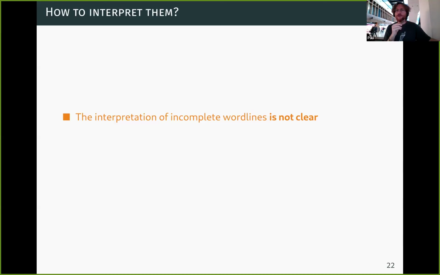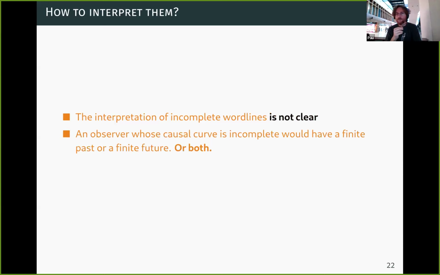So how do you interpret singularities? Well, it's not clear. We don't know. Because again, how do you interpret 0 candies divided by 0 children? You don't know how to interpret this. It does not make sense to ask this question. The interpretation of incomplete worldlines is not clear. An observer with a causal curve which is incomplete would have a finite past or a finite future, or the two things. So what happens beyond that?